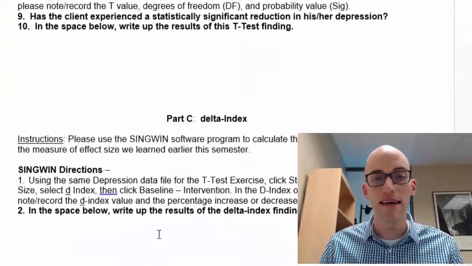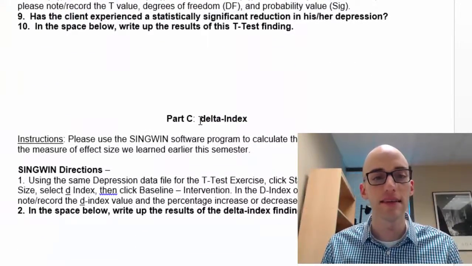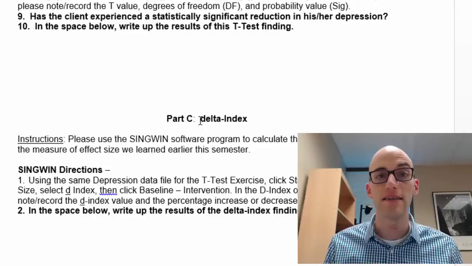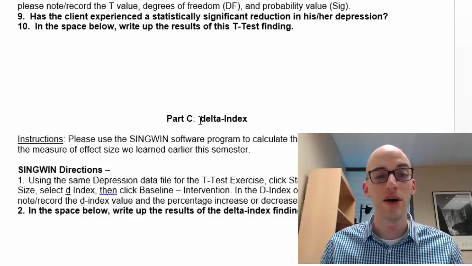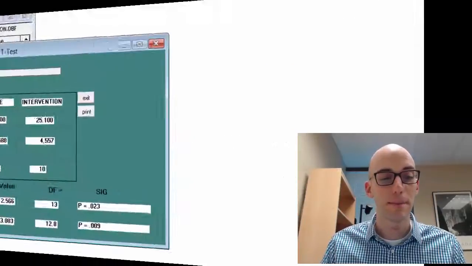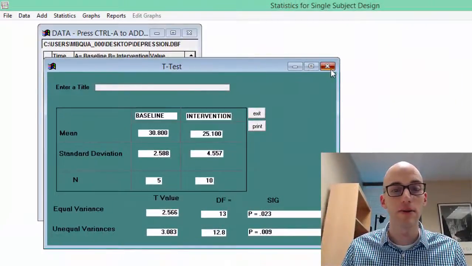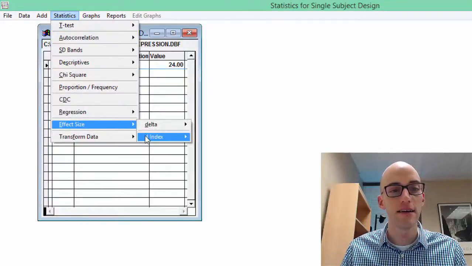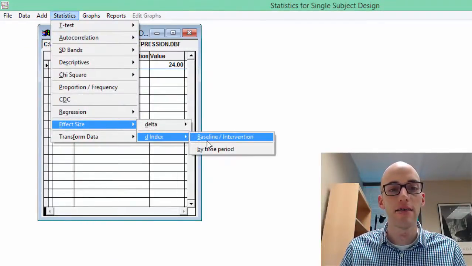And there's just one last part, the delta index. So for the delta index, it says use Cygwin to test for the effect size of the intervention. And this is also really easy to do, so I'm going to show you how to do it in Cygwin. I'm going to close this out and click statistics, effect size, d-index, and baseline to intervention.